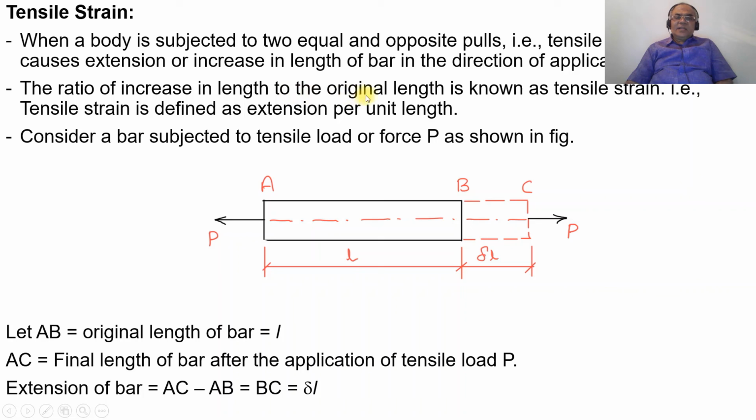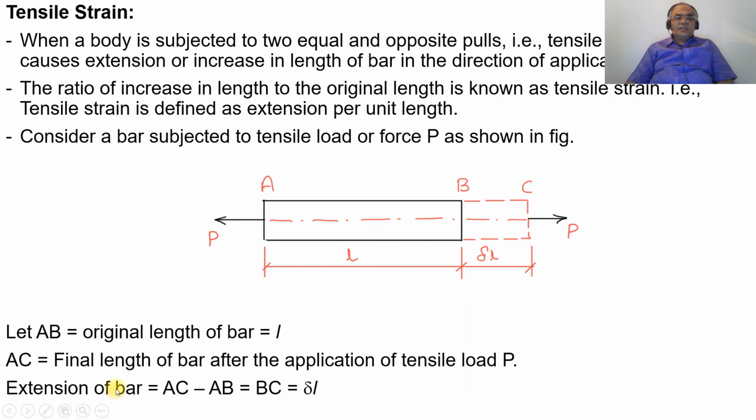The ratio of increase in length to the original length is known as the tensile strain. The increase in length is delta L, and the original length is small l. So the tensile strain is delta L by L. That is, tensile strain is defined as extension per unit length. Consider a bar subjected to a tensile load or force P, as shown in the figure. Let AB be the original length, which is L, and AC the final length of the bar after the application of the tensile load P.